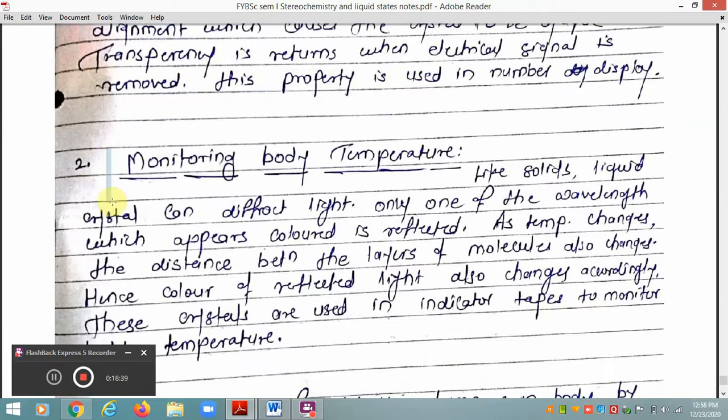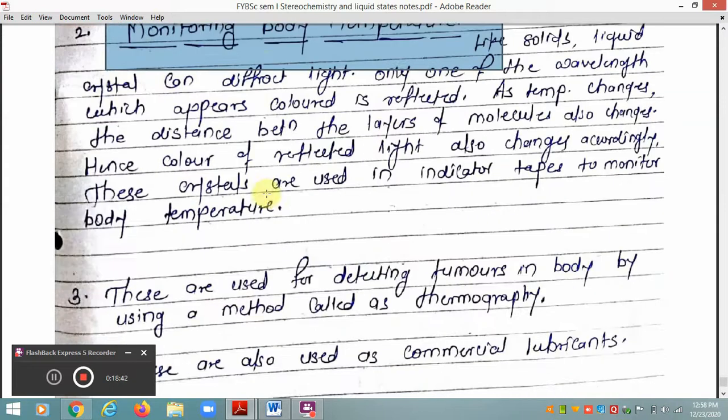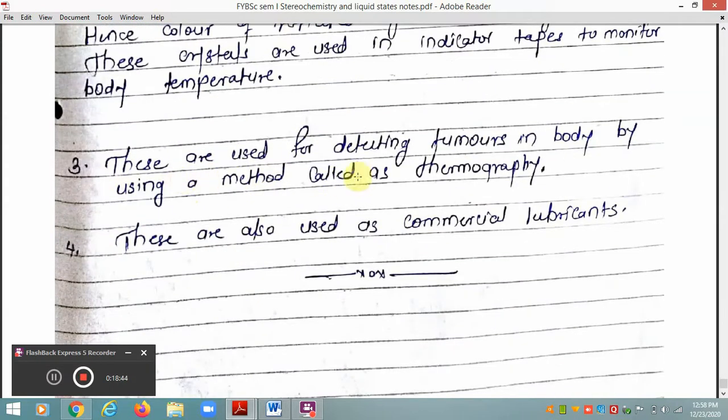These are also used in monitoring body temperature, and for detecting tumors in the body by a method called thermography, and they are also used in commercial lubricants. So dear friends, these are some important applications of liquid crystals which are used in day-to-day life for commercial purposes also. In this way we have discussed all aspects of liquid crystals with their classification, definition, properties and applications.